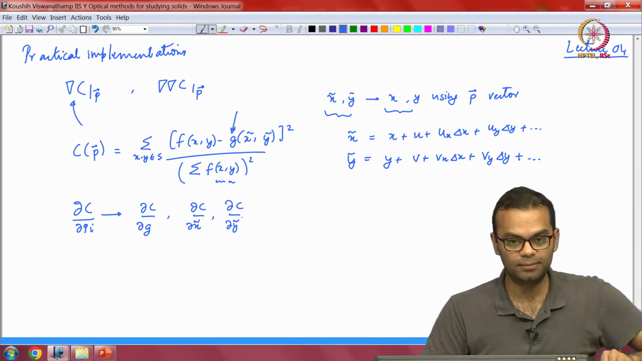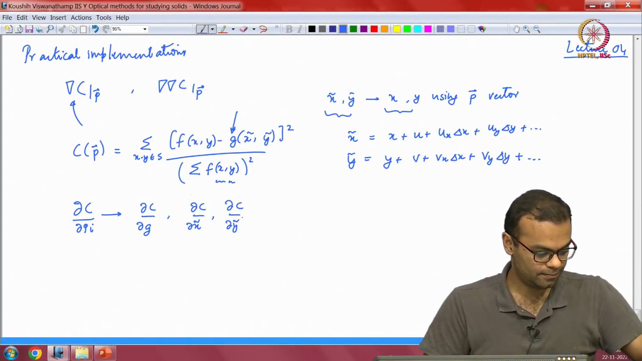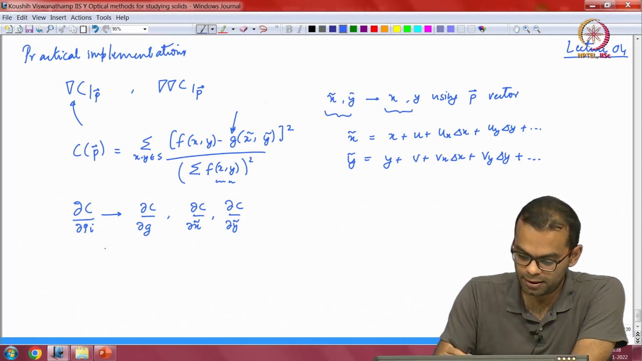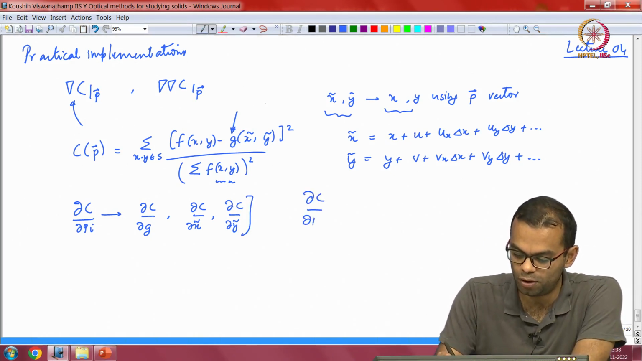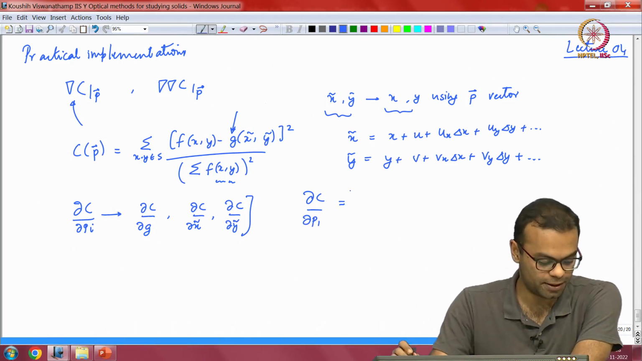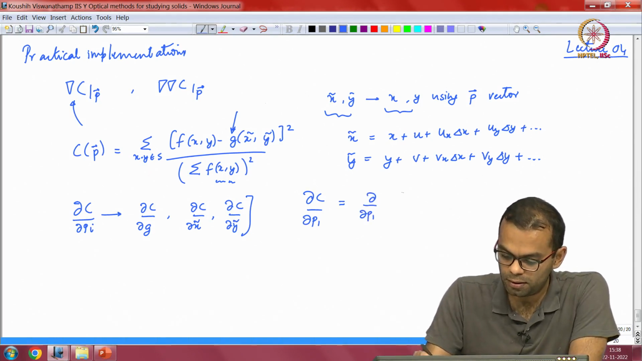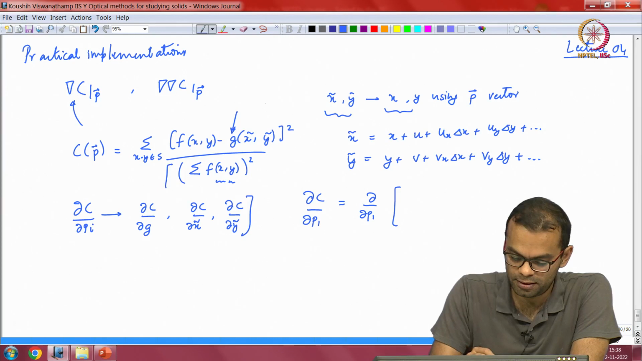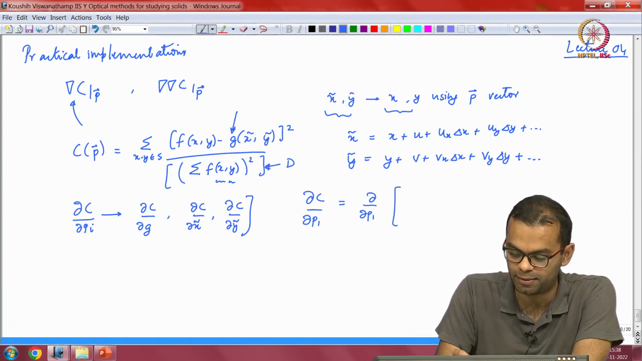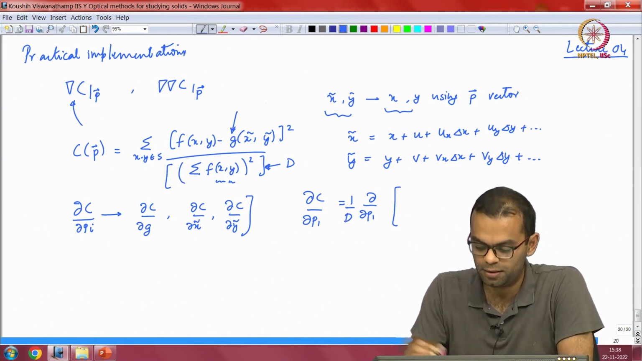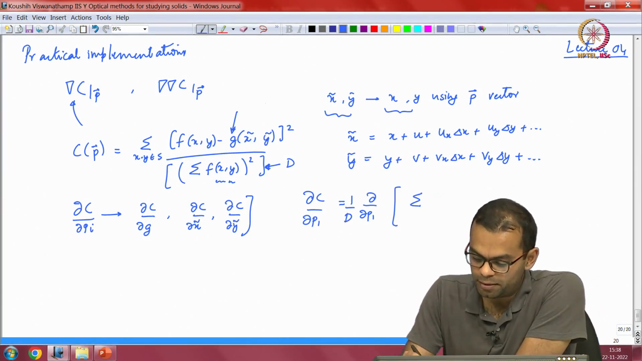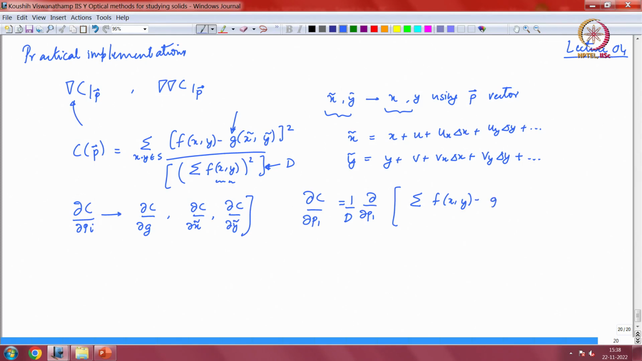These are the only things you will need, the rest of them will not matter. So, as an example, if you wanted, let us say, dou C by dou P1 using this expression, you will get dou by dou P1 of, we will leave out this factor, we will call this D, this is the denominator, it does not matter like I said for the derivative. So, we will take it out. So, only the numerator remains. So, this is f of x y minus g of x tilde y tilde, this is squared and this bracket is for the derivative.